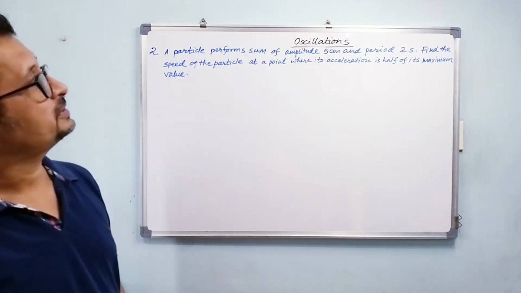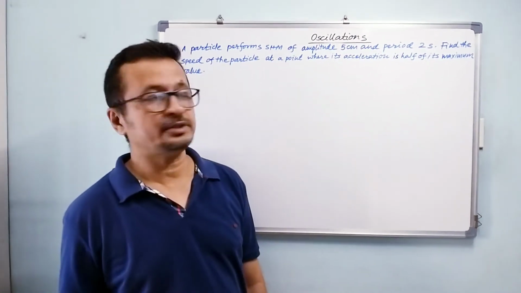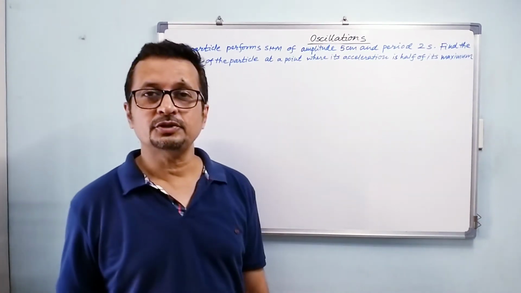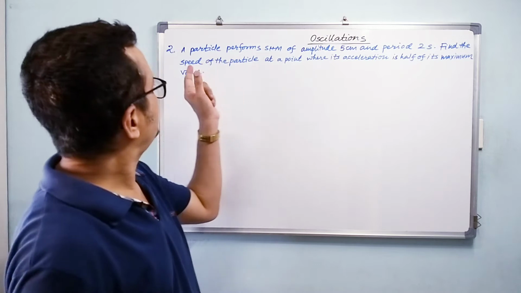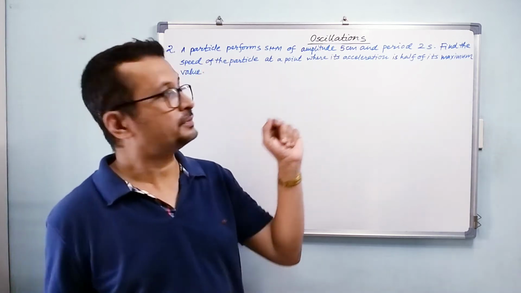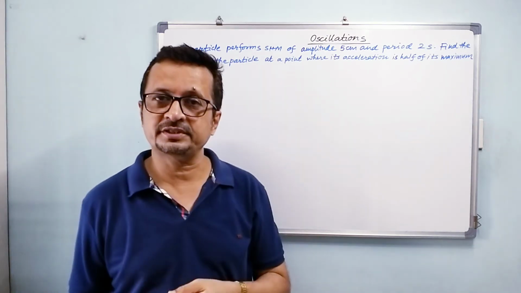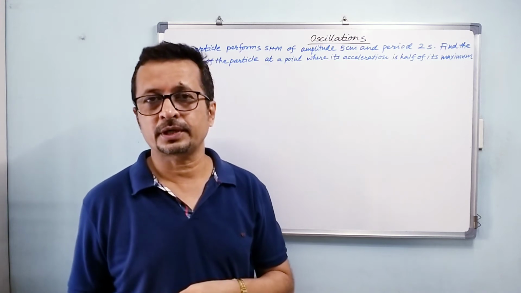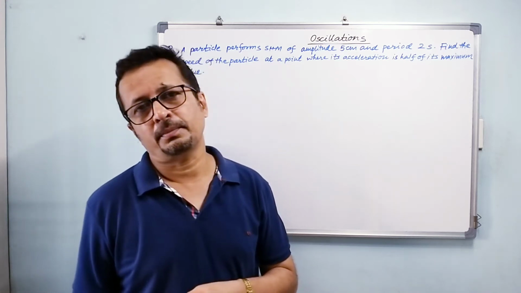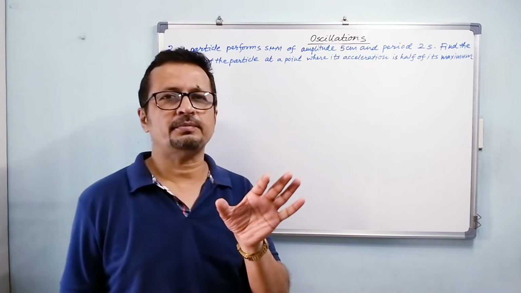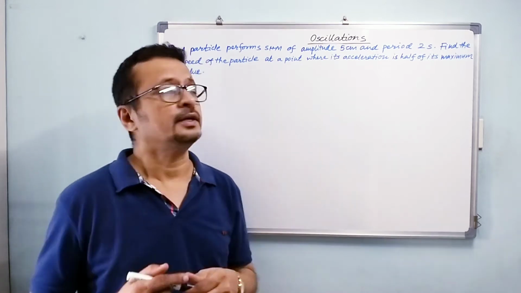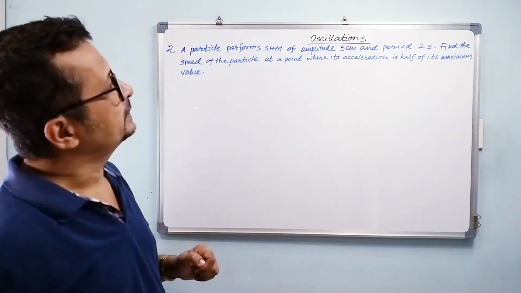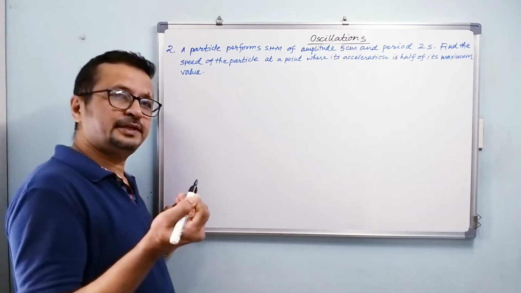A particle performs SHM of amplitude 5 centimeter and period 2 second. Find the speed of the particle at the point where its acceleration is half of its maximum value. Okay, now here we need to know a few things or maybe figure out a few things. I just write down the data which is given.